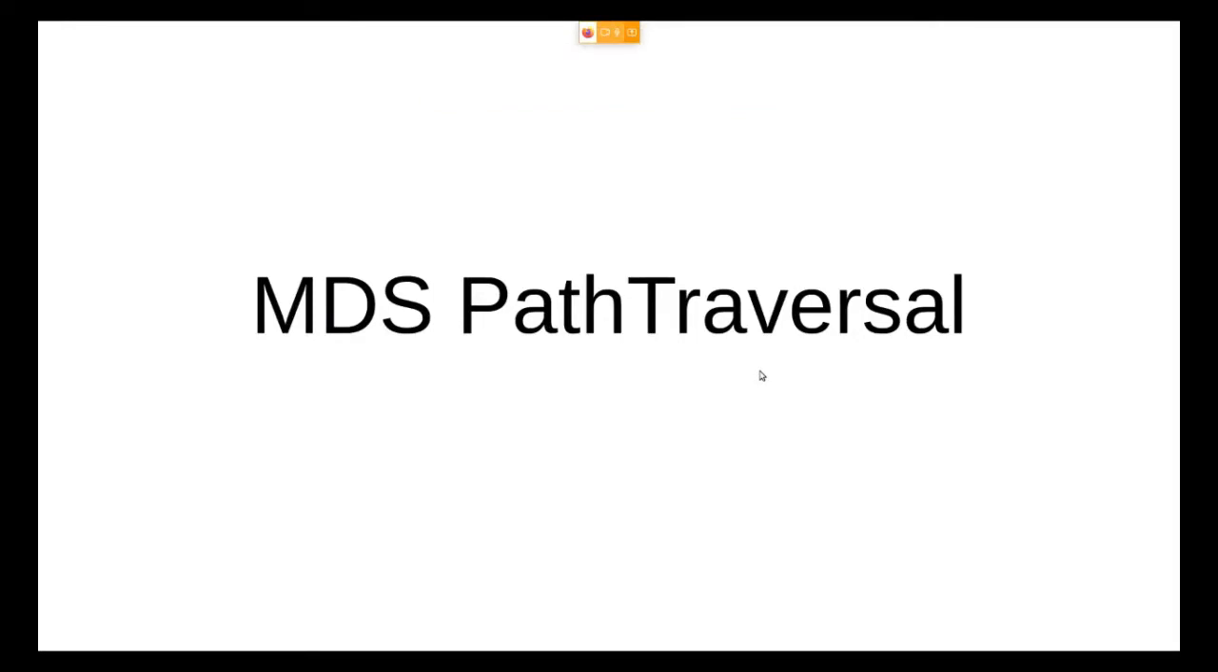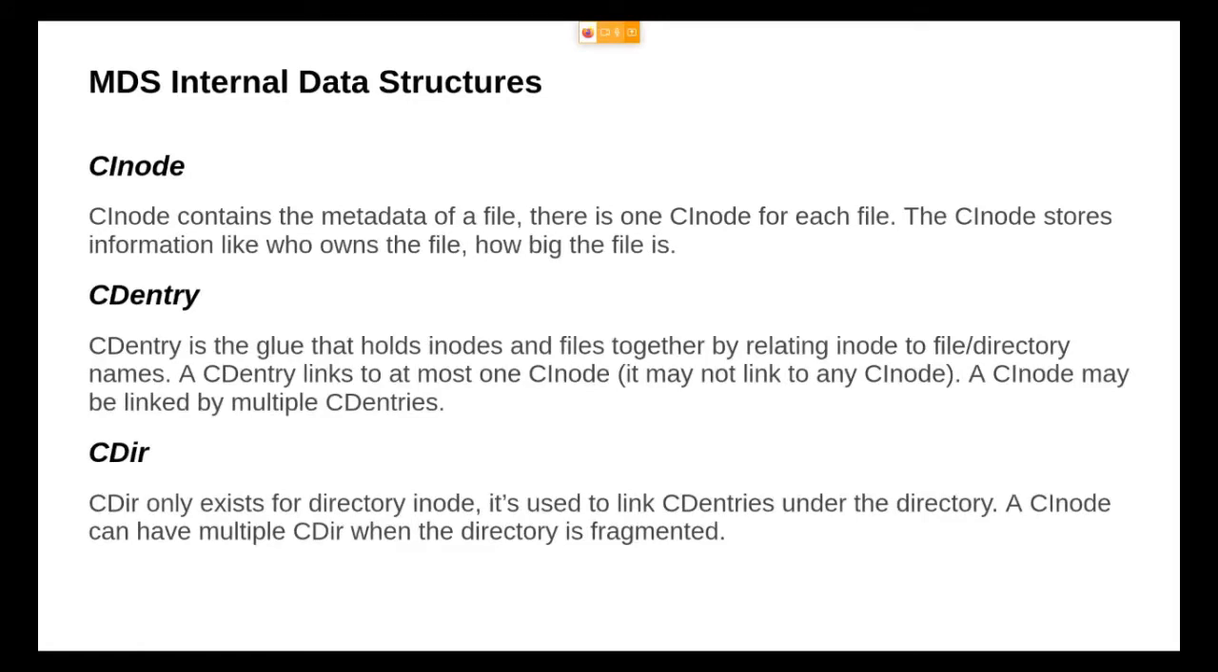Before getting into the MDS path traversal, let us get to know the data structures that it deals with. There are three important data structures: first being the CInode, CDentry, and the CDir. The C here refers to the cache. So CInode is per file.